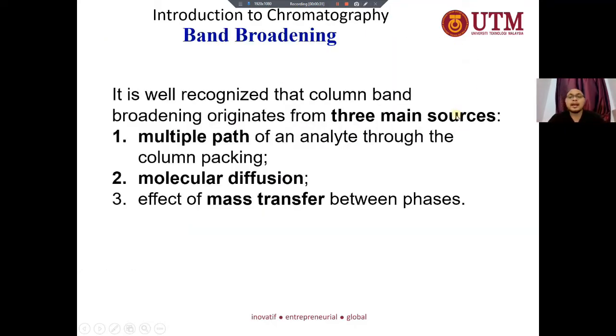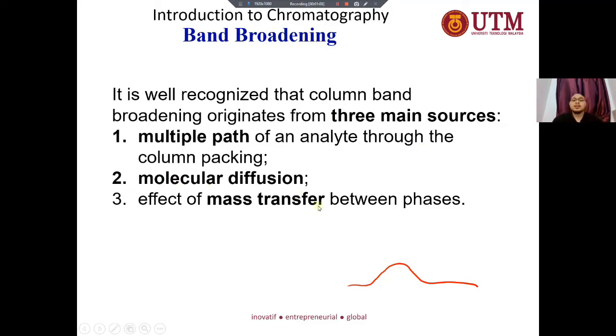Other than peak asymmetry, another problem that is always encountered during chromatography analysis is band broadening. It means that the band is too broad. It is well recognized that column band broadening originates from three main sources: multiple paths of an analyte through the column packing, molecular diffusion, and the effect of mass transfer.